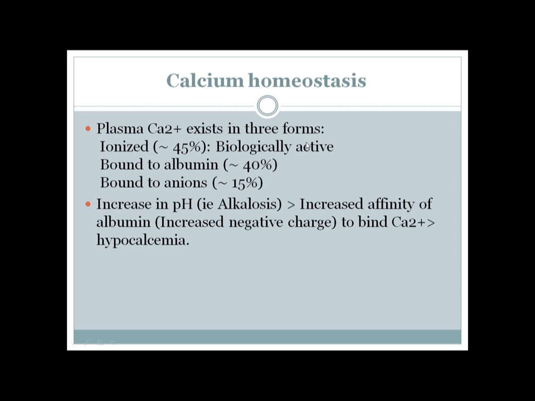Normally there is a balance between ionized and non-ionized portions, and in some situations this balance can shift. One such situation is alkalosis. Whenever someone has alkalosis, there will be an increase in the affinity of albumin to bind calcium, so the ionized calcium will convert to non-ionized calcium by binding to albumin. So there will be hypocalcemia.